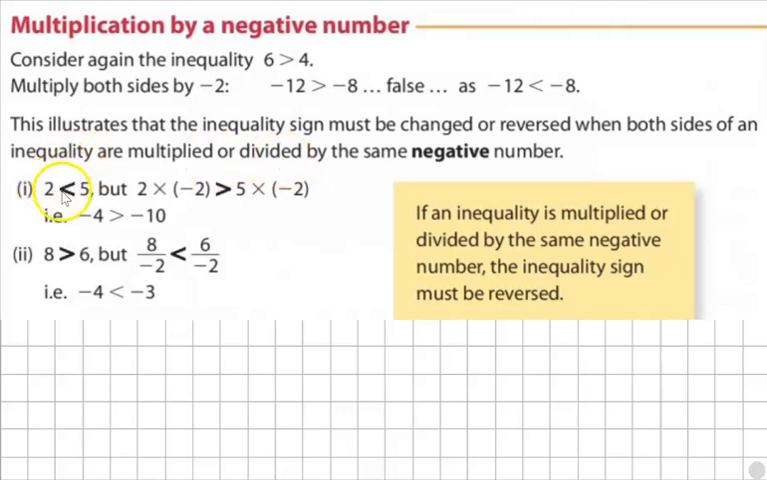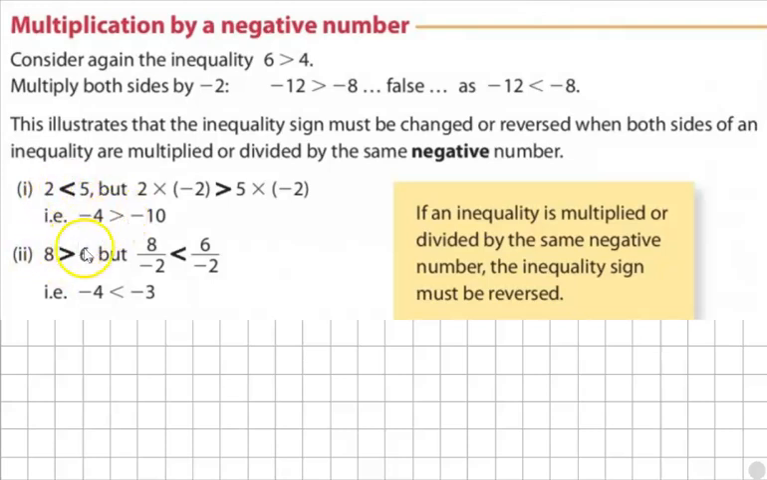So 2 is less than 5, but 2 multiplied by minus 2 is greater than 5 multiplied by minus 2. So 2 times minus 2 is minus 4, and 5 times minus 2 is minus 10. And minus 4 is greater than minus 10. So we can see that the inequality symbol was flipped.